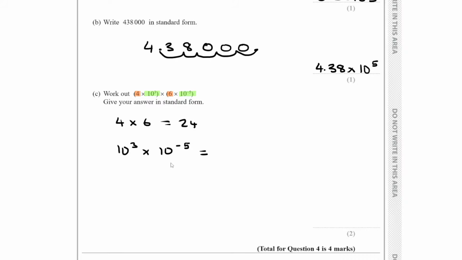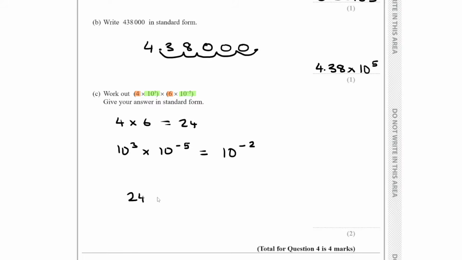Do you see how that is effectively index laws? So it's obviously still to the power of 10. I would leave it as 10 to the power of something. I wouldn't literally work it out. And when we've got a multiply here, we actually add the powers. So 3 plus minus 5 would be minus 2. And then you can bring it back together.